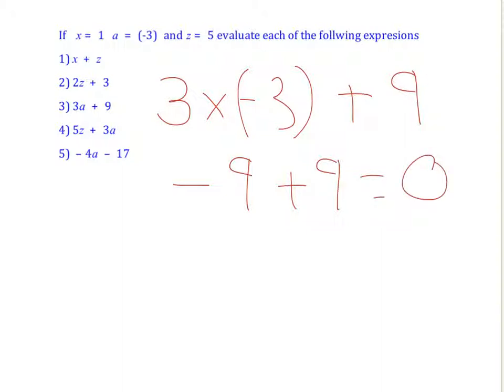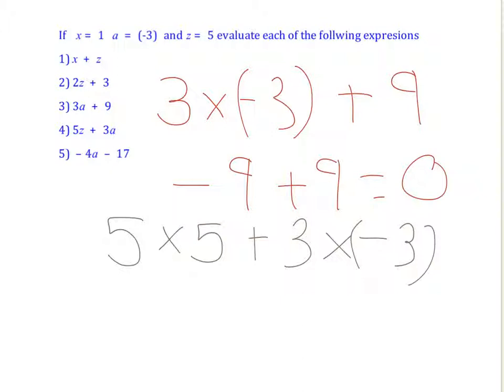Next one is 5z plus 3a. So 5z is 5 times 5, because z stands for 5, plus 3a, 3 times negative 3. Again, if we break that up, 5 times 5 is 25. 3 times negative 3 is negative 9, so I'm adding negative 9. I've got positive 25, and I'm adding 9 negatives. That's going to take me to positive 16. And that's my correct answer for number 4. Again, I'm just going to create some space for us.